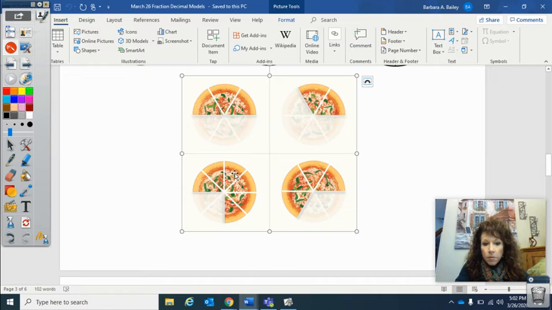Here I have 1, 2, 3, 4, 5, 6 out of an 8-slice pizza. So I have 6/8, but that's also equal to 3/4, and so on. So here I have 1, 2, 3, 4 out of 6, 4/6, which is also equal to 2/3.